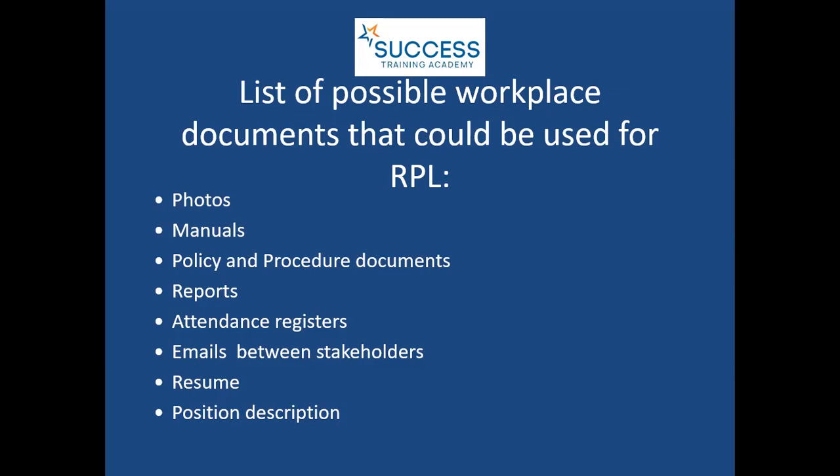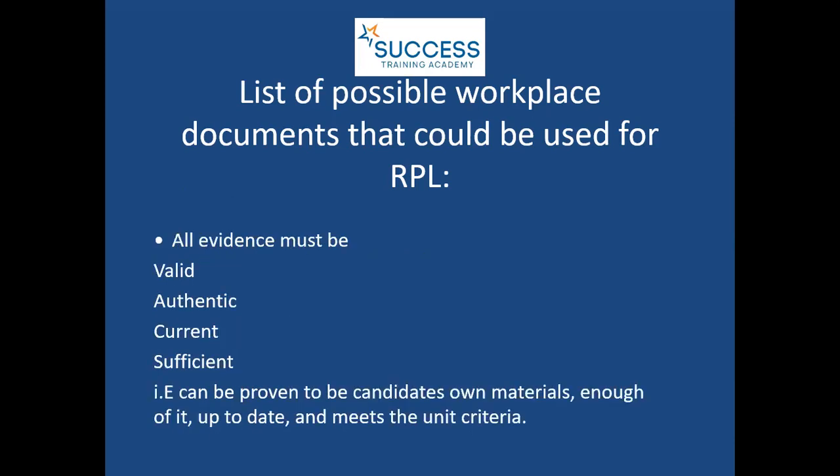So how do we ascertain that? We're actually going to go through the assessment task itself, and I'm going to walk you through how you would actually find and determine what you would actually look for. As we said, all the evidence that's given must be valid, authentic, current, and sufficient. So in real life terms, that means it can be proven to be the candidate's own materials, there's enough of it, it's up to date, and it meets the unit criteria.